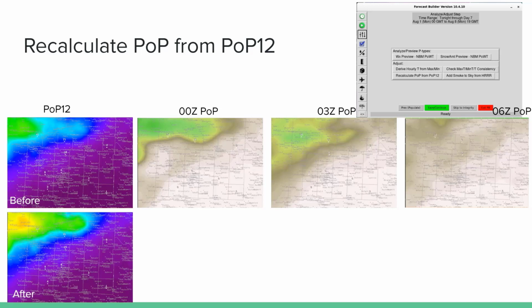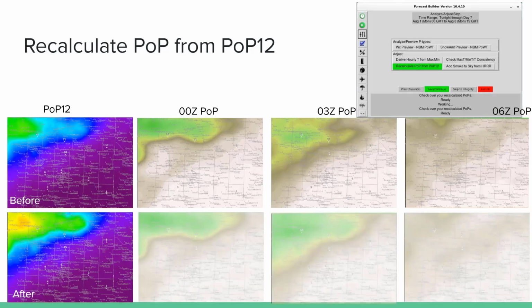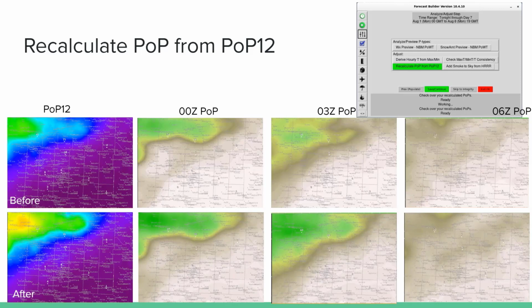Once you have your Pop 12 grid done, simply select the Recalculate Pop from Pop 12 button, and you'll see it turn green, showing that it is finished. If you cycle back through the 3-hourly pops, you'll see that the magnitudes have increased, but the overall spatial pattern has not changed. And where there were no pops, there continue to be no pops. One caveat to this tool is that it cannot be used to add pops where there were none to begin with.